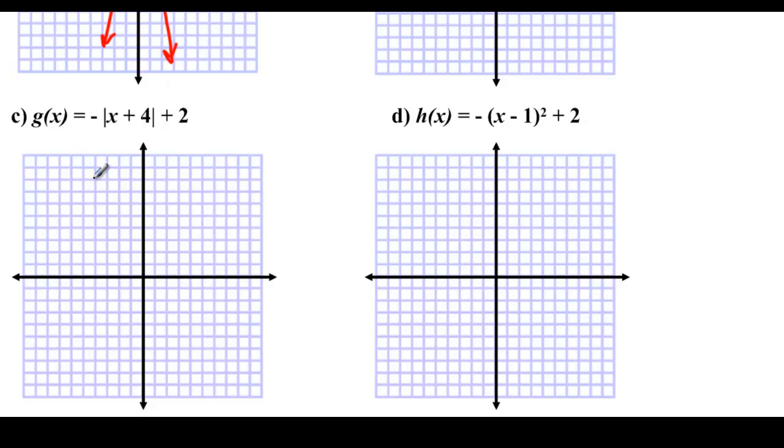Okay, let's look at the absolute value. So again, remember the basic shape. So we're starting out with the V for absolute value. And now let's go through and talk about what all of these do. So this negative is not with the x, it's in front. So this is going to flip it up or down.